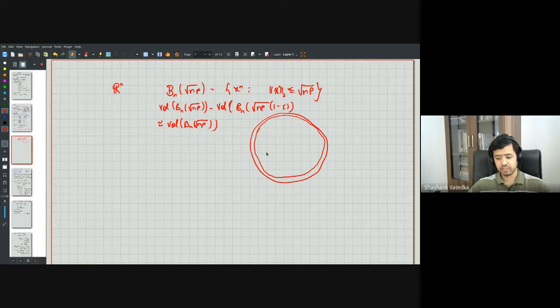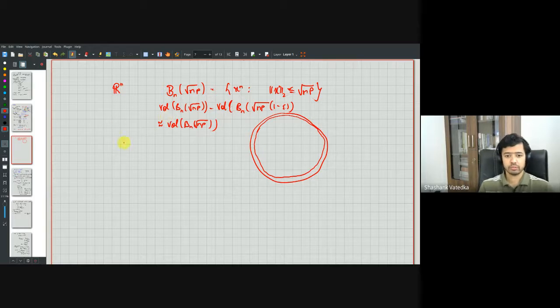And again, that's because we cannot visualize high dimensional space, but you can do this calculation yourself. You can just look up Wikipedia and find the expression for the volume of a ball of radius square root np and the volume of a ball of radius square root np into 1 minus epsilon, and then find the difference between these two. You'll see that as n tends to infinity, this volume is going to be very, very much smaller than this volume.